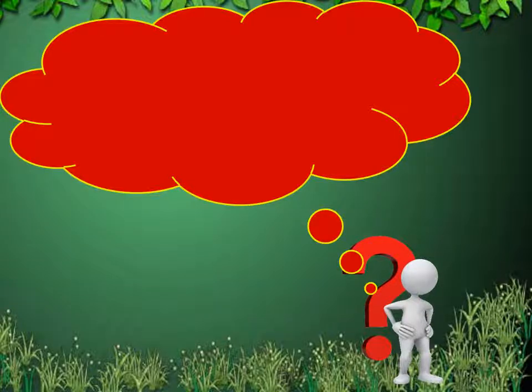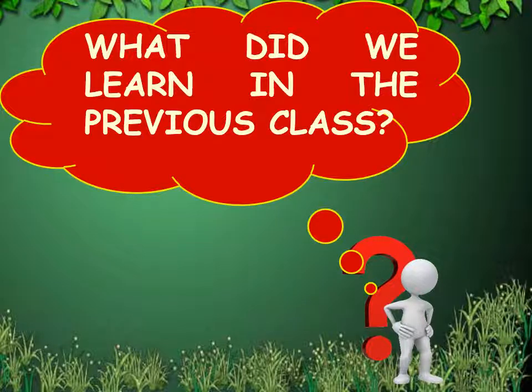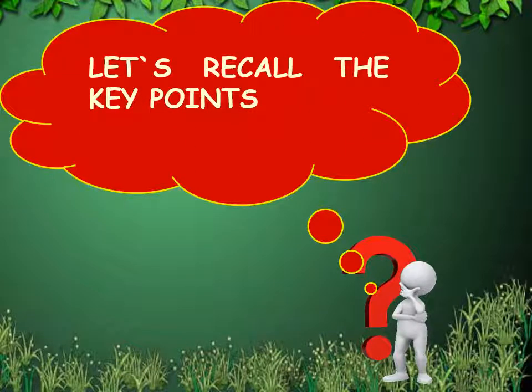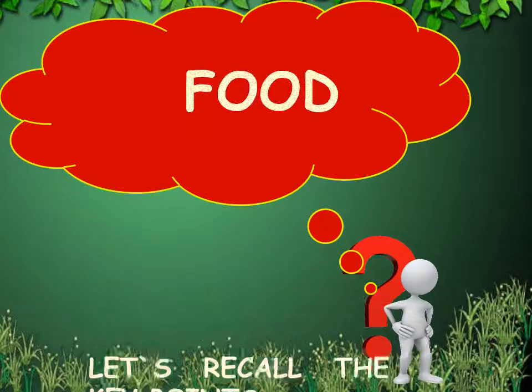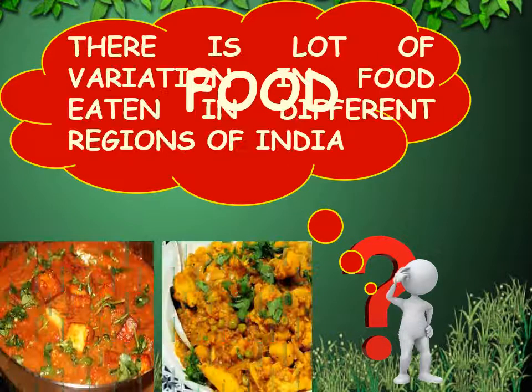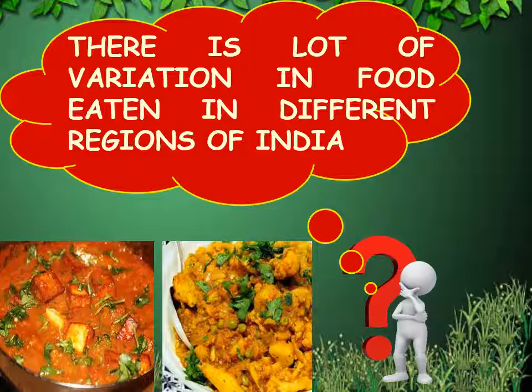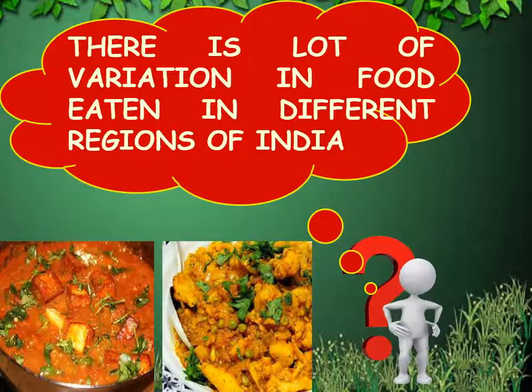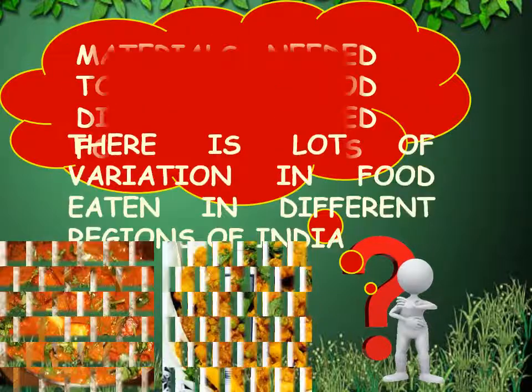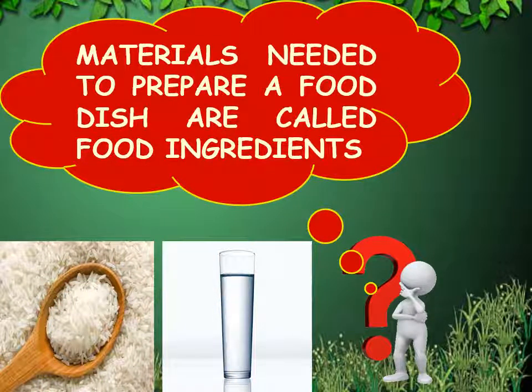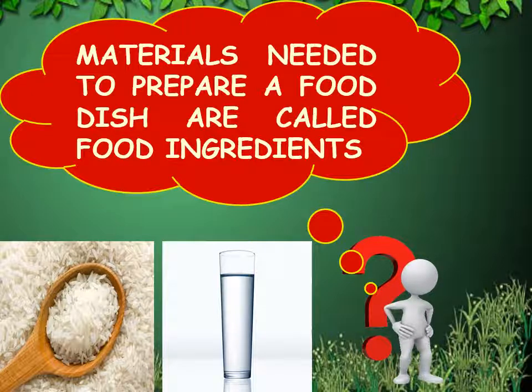First of all, let us recapitulate our previous learning. What did we learn in the previous class? Let's recall the key points. Food. There is a lot of variation in food eaten in different regions of India. Materials needed to prepare a food dish are called food ingredients.